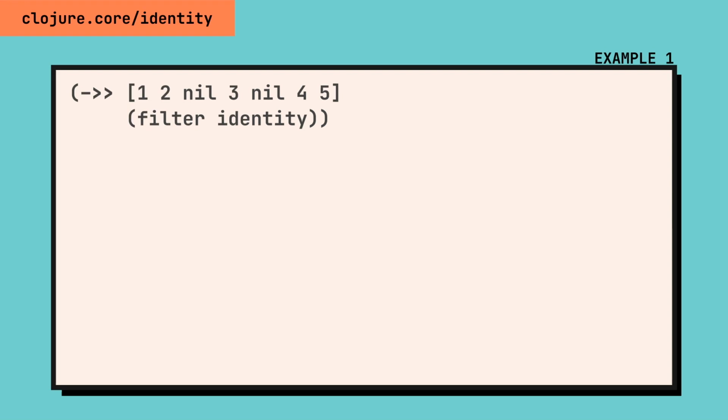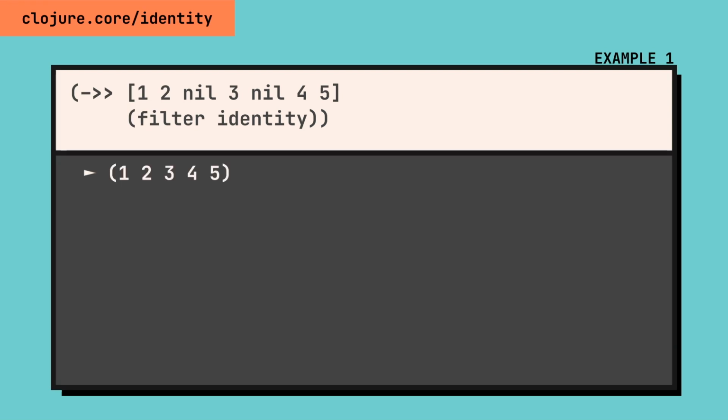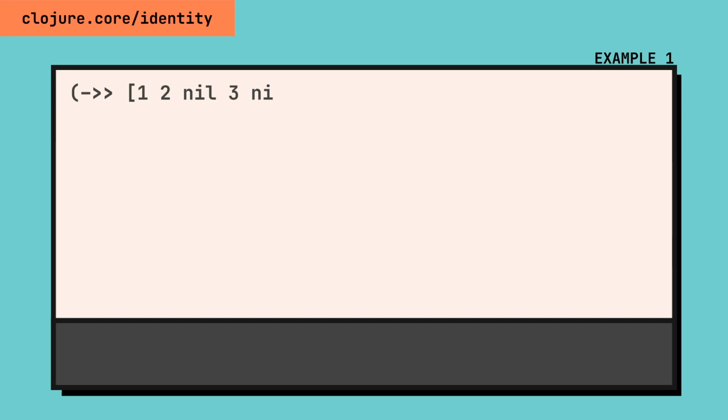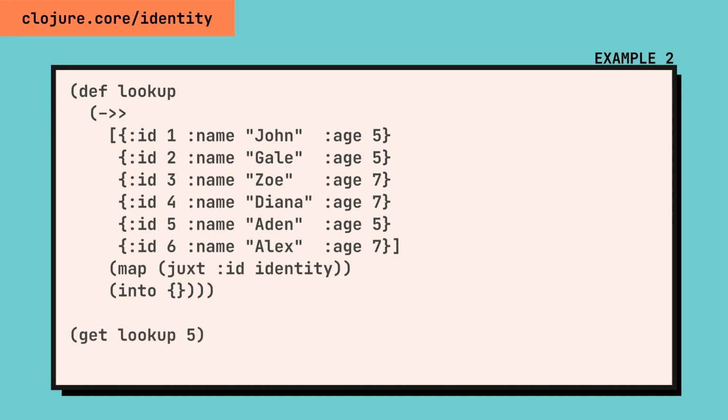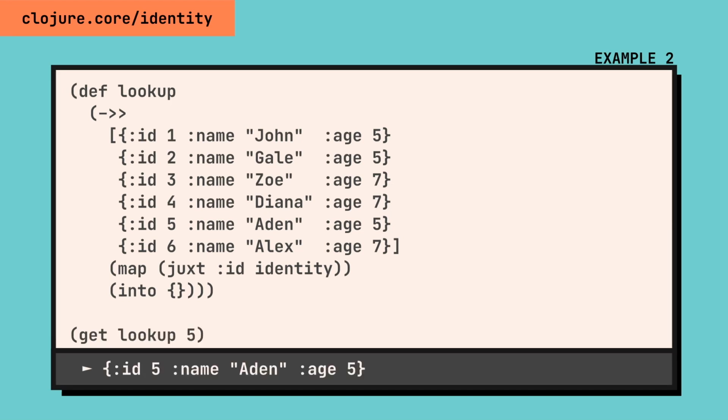Identity is best used combined with other higher order functions. Combined with filter, it can be used to filter out nil. Combined with the jux function, it can be used to index data. This works because identity returns the hash map as is.